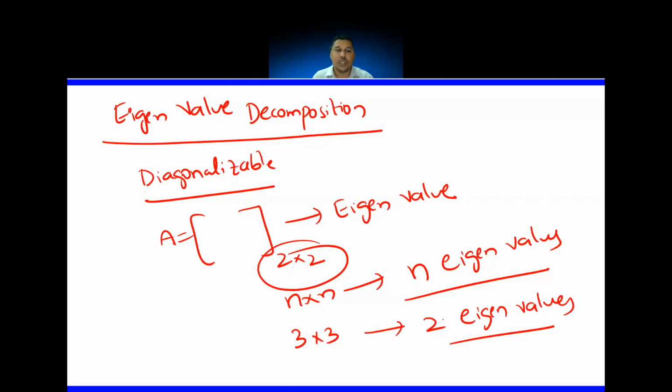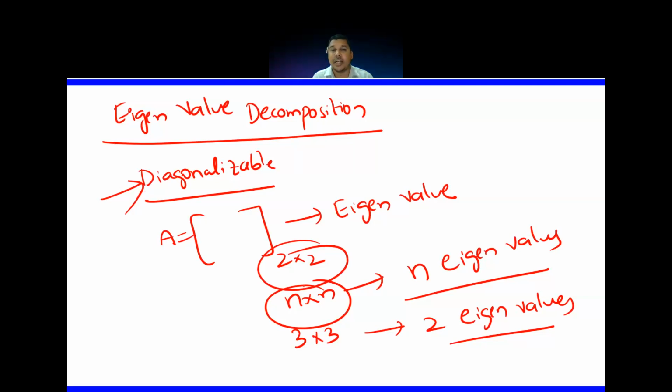Condition 1. Condition 2: you have a 2 by 2 matrix or n cross n matrix, all the eigenvalues should be real. They should not be complex numbers. Only then such a matrix is called a diagonalizable matrix. This is a precondition. Like for Cholesky decomposition, I said that a symmetric positive definite matrix is required. In the same way, for eigenvalue decomposition, the matrix should be diagonalizable.